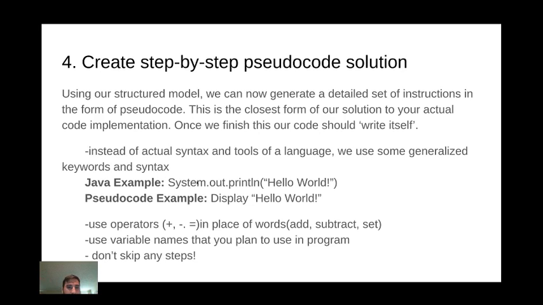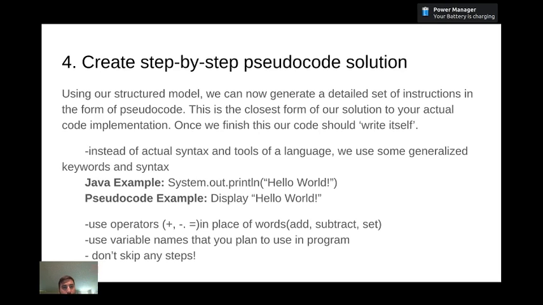So imagine here we have console.log hello world. You can just do display hello world or something like that. Definitely, just to save space, use operators anytime that you have an operation. So instead of using the word add, why not just use a plus? It's very, very clear. It's going to make it less jumbled. And if you're planning on using any variables in your actual program, in your pseudocode, actually use those variable names there. And this is important here. Don't skip any steps.